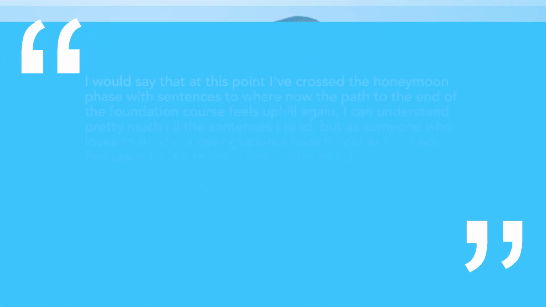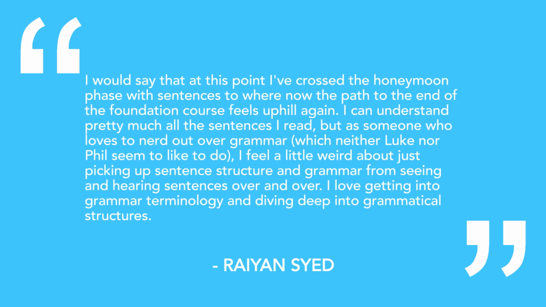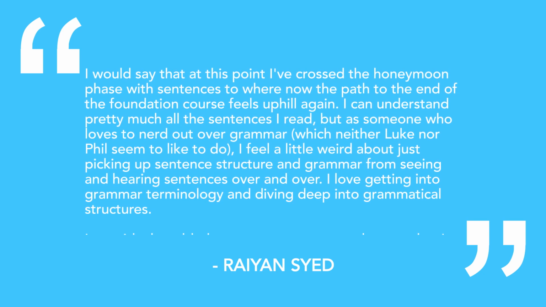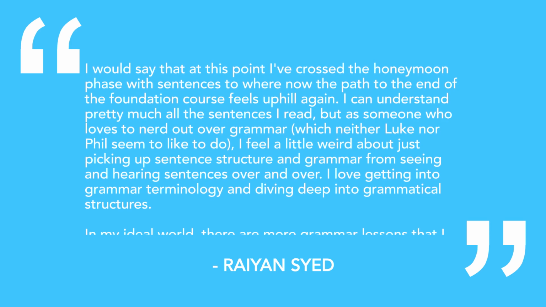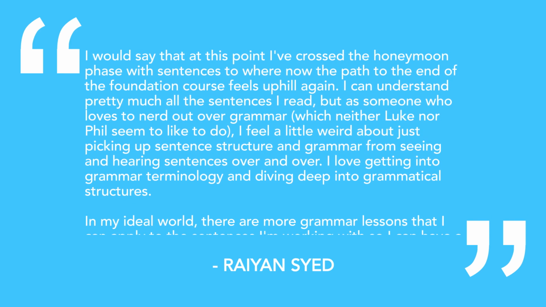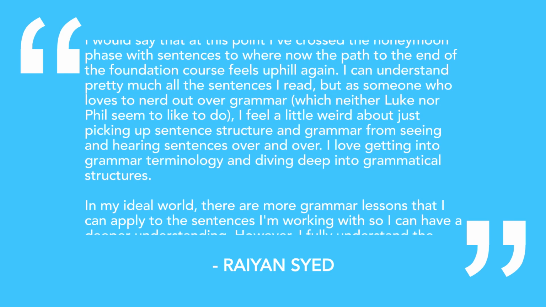Now, with that said, let's move on to Raiyan's point that he makes at the end of level 16, because he brings up grammar here a little bit. He said, I would say that at this point I've crossed the honeymoon phase of sentences to where now the path to the end of the foundation course feels uphill again. I can understand pretty much all the sentences I read, but as someone who loves to nerd out over grammar, which neither Luke nor Phil seem to like to do, I feel a little weird about just picking up sentence structure and grammar from seeing and hearing sentences over and over.